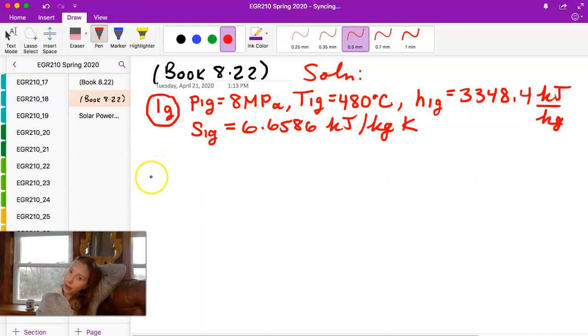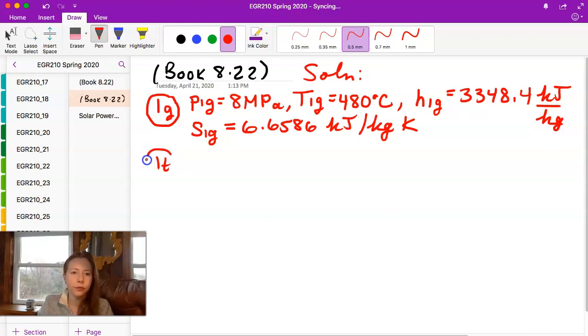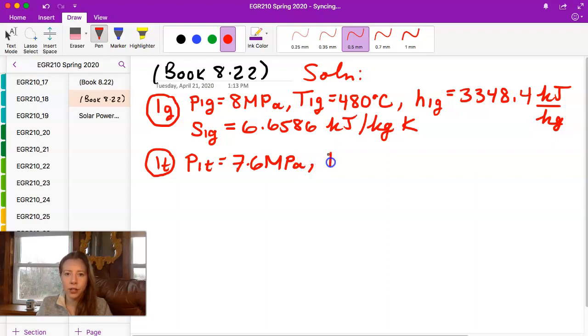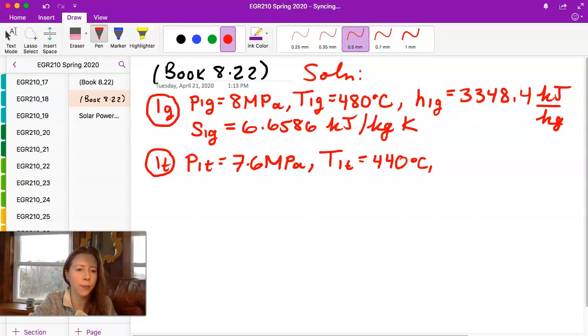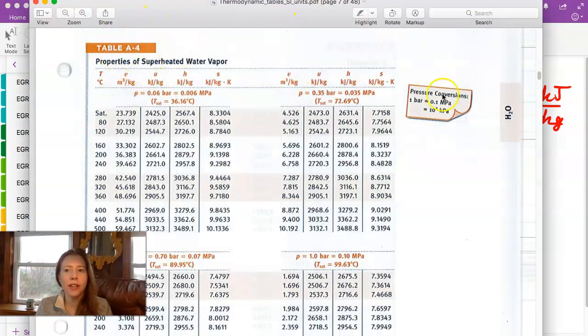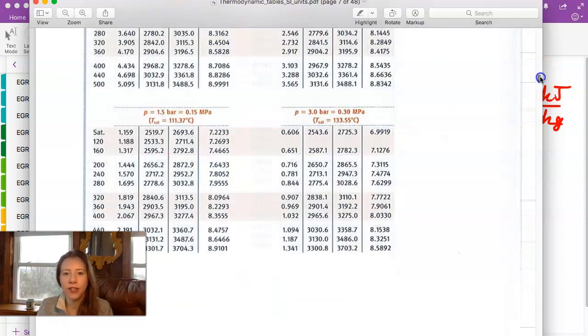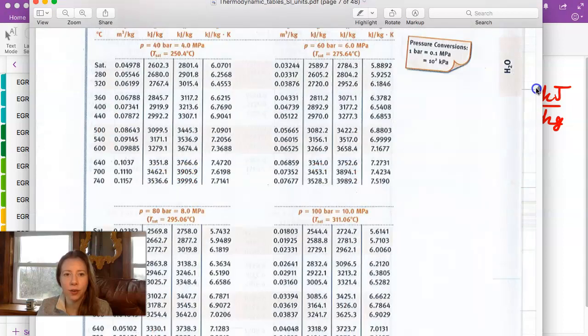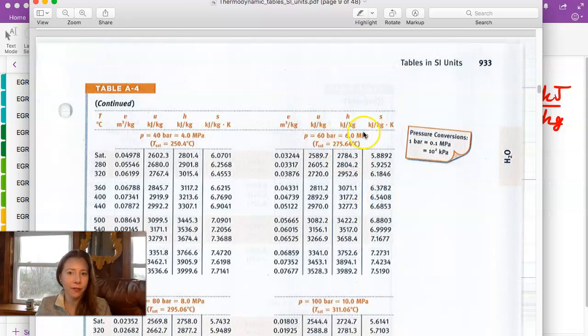So let's look at the turbine. So 1T. Right before we get into the turbine, we're down to 7.6 megapascals for pressure. For temperature, we're down to 440 degrees Celsius. And I'm just going to pause it for a sec so I can pull up my electronic table so you can see it too. And we're back. So looking at the properties of superheated water, we're at a pressure of 7.6 megapascals, which is going to be super fun with these tables because we're given a table for 6 megapascals and 8. So we're going to have to interpolate, and we're looking at 440 degrees Celsius.